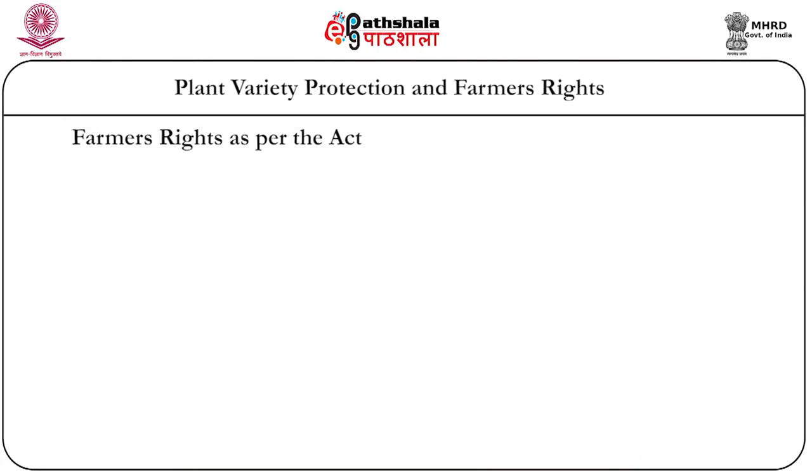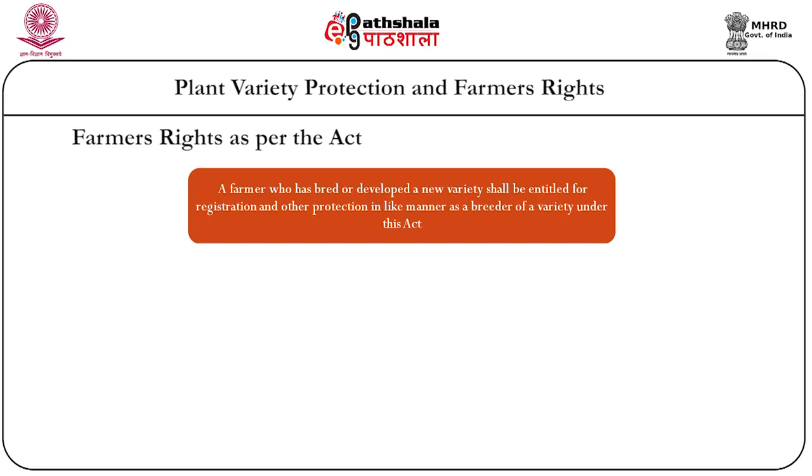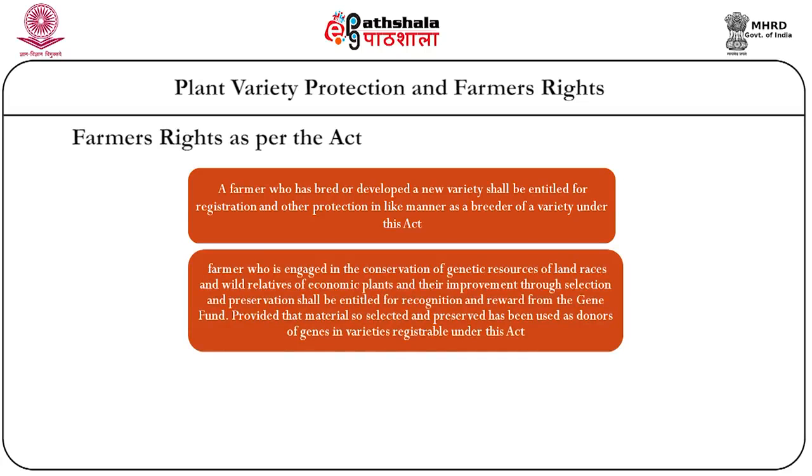There are certain farmers' rights as per the Act. Now, the Indian Act is unique because apart from the rights that are granted to breeders, there are certain rights that are inherent to the farmers and that have been specifically granted under this Act. A farmer who has bred or developed a new variety shall be entitled to registration and other protection in a like manner as the breeder of the variety under this Act. A farmer who is engaged in conservation and use of genetic resources and wild relatives of economic plants and the improvements through selection and preservation shall be entitled to recognition and reward from the government, provided the materials so selected and preserved have been used as donors of genes in varieties registrable under this Act.